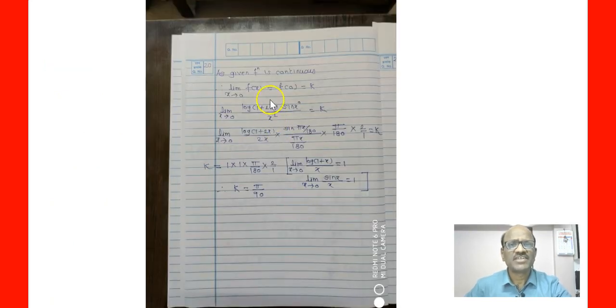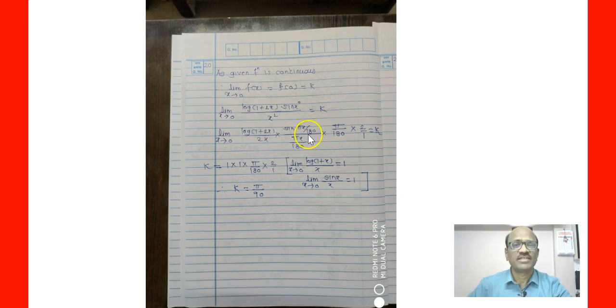As the given function is continuous, the limit of the function is equal to the value of the function, that is k, which is the limit as x tends to 0 of log of (1 plus 2x) sin of x degree upon x square. Now convert degree to radian. Using the formula, log of (1 plus x) upon x has the value 1, and sin of x degree converted into radian is multiplied by pi upon 180.